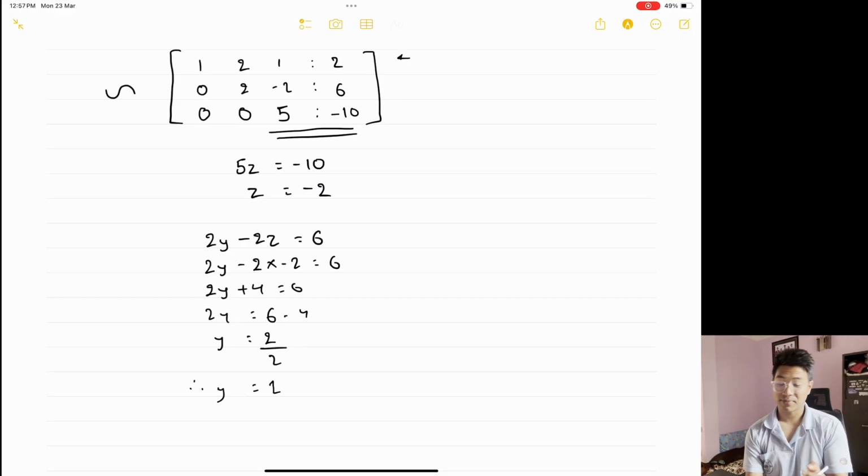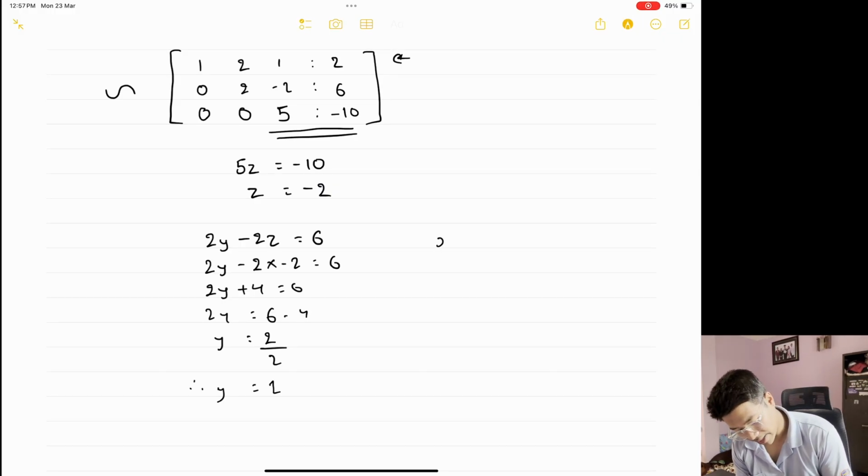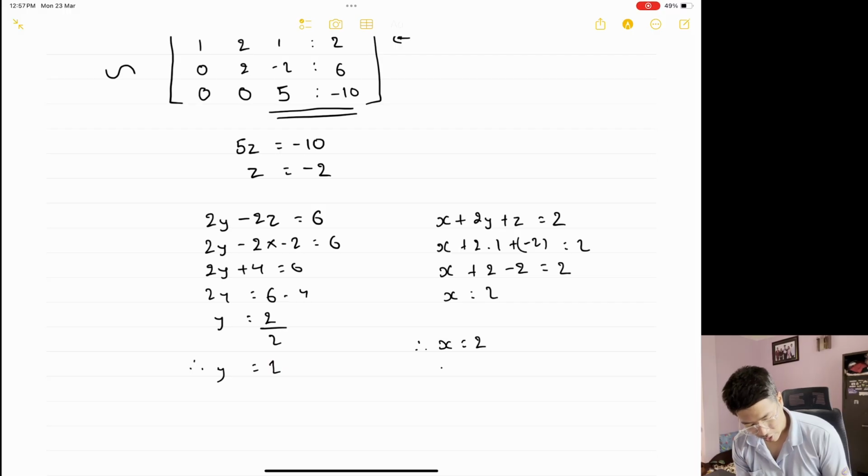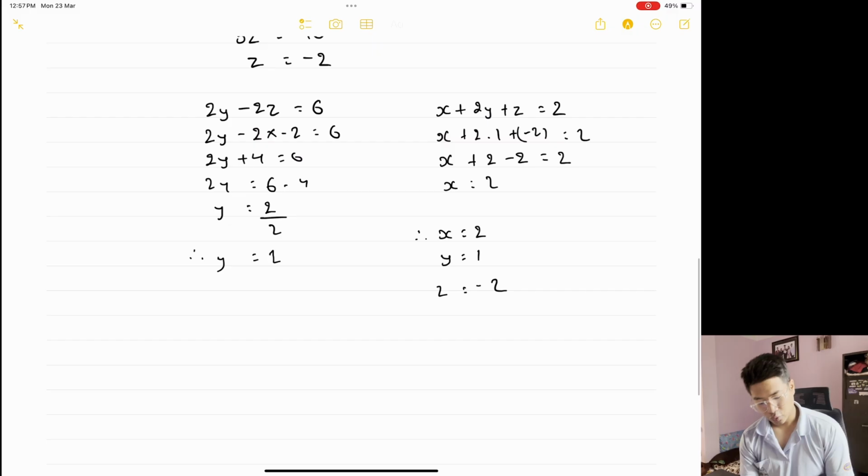I can do the same thing over here in the first row of the matrix, which is x plus 2y plus z is a 2. And I don't know what x is, I know what y is, and I know what z is. So z is a negative 2. And that is x plus 2 minus 2 is equal to a 2. So x is 2. So therefore we have our answer. Z is a negative 2.